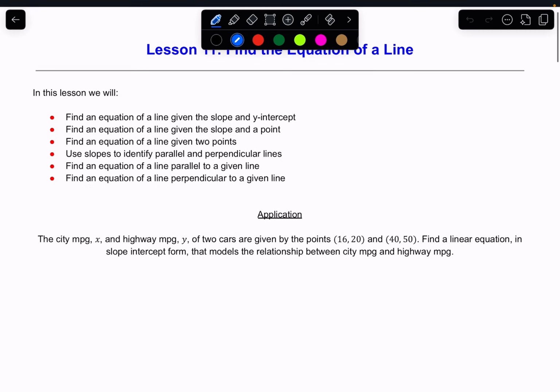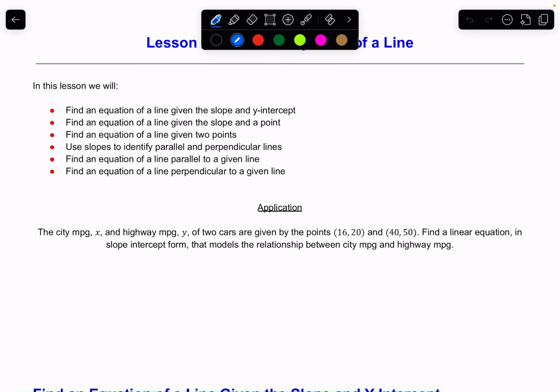The application we're building up to here: the city miles per gallon x and the highway miles per gallon y of two cars are given by the points (16, 20) and (40, 50). If it's x and y for both coordinates, then the 16 and the 40 represent the city miles per gallons, and the 20 and the 50 represent the highway miles per gallons. We're going to find a linear equation in slope-intercept form that models the relationship between city miles per gallon and highway miles per gallon. We will come back to this at the end, but that's what we're working up to.